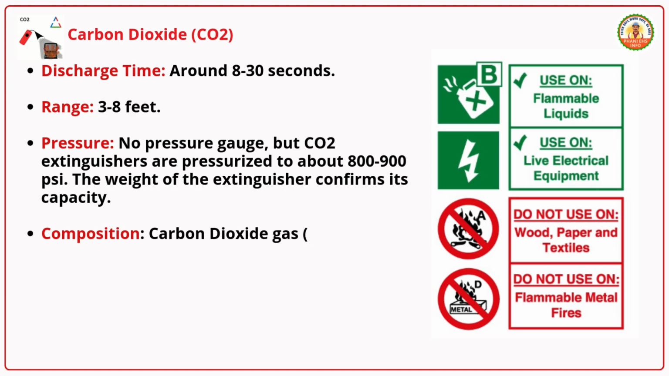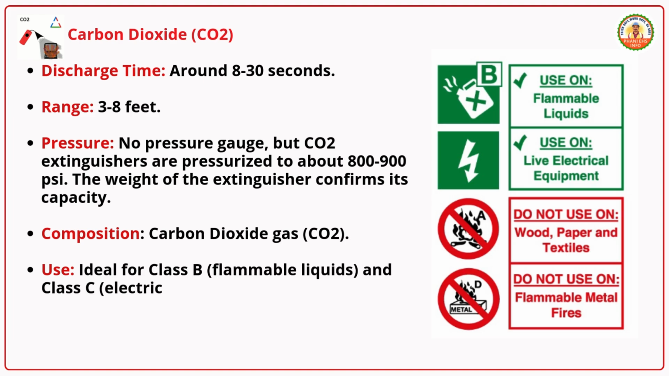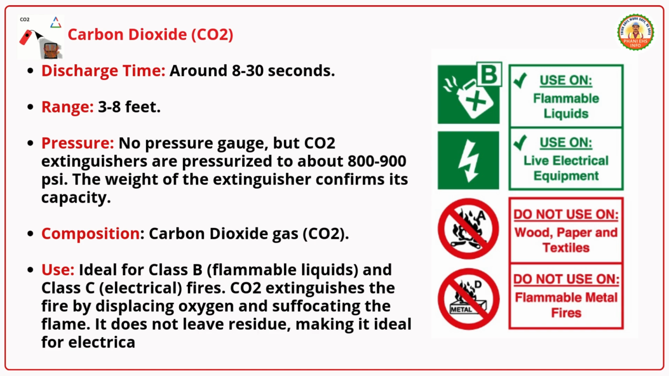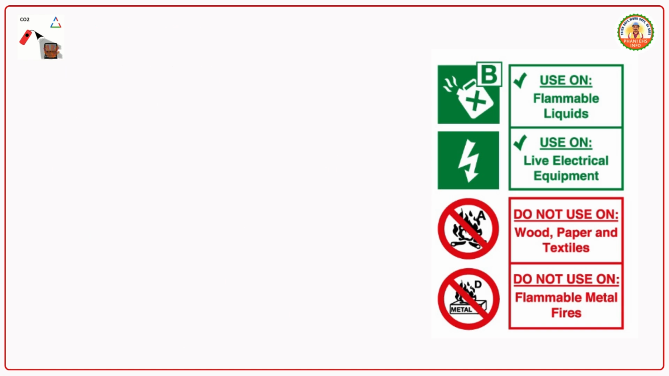Composition: carbon dioxide gas, CO2. Use: ideal for Class B, flammable liquids, and Class C, electrical, fires. CO2 extinguishes the fire by displacing oxygen and suffocating the flame. It does not leave residue, making it ideal for electrical fires.